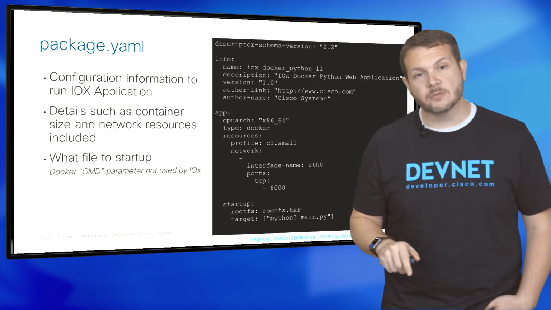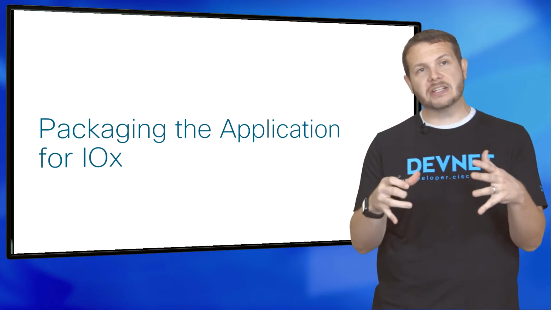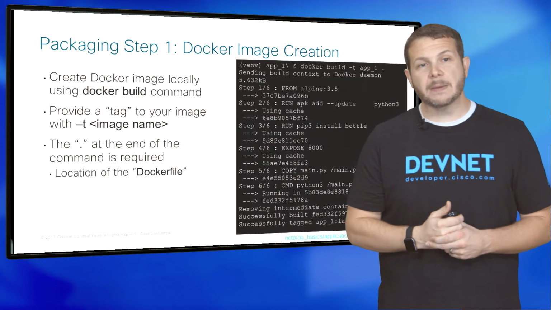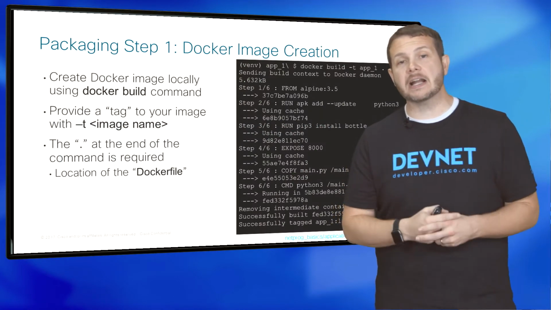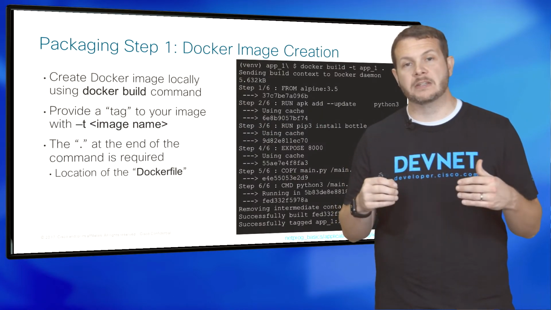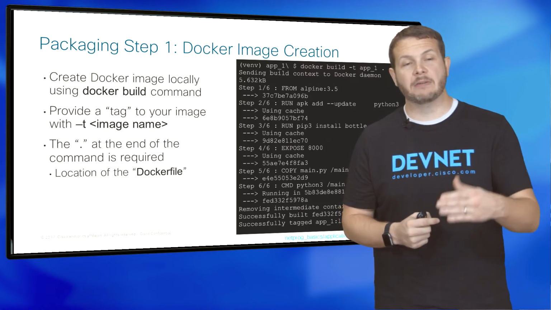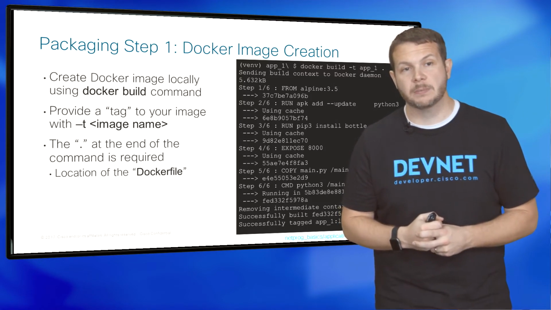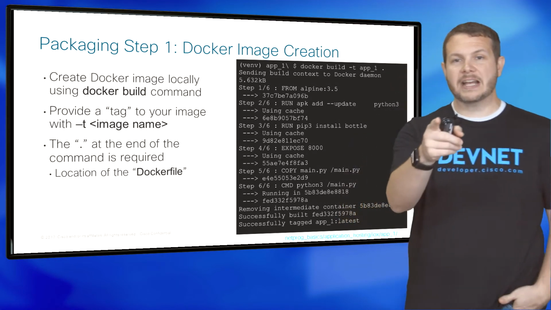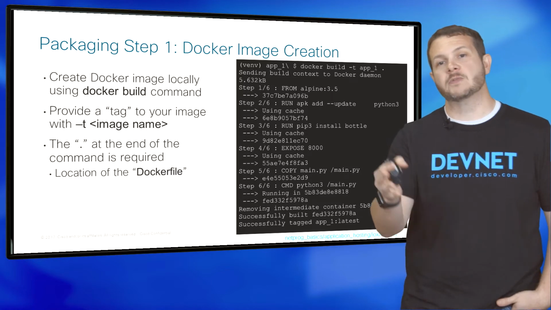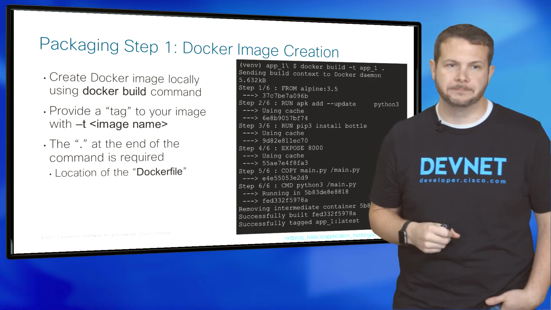Now, with our application ready to go, we can move on to how we can package that application for running in IOX. The first step to that process is to actually build a Docker image that we will then deploy into our network using IOX. To build that, we'll leverage the same Docker build command you would use typically. So docker build -t, the -t is a tag or a name for our image. In this case, we're naming it app_1.